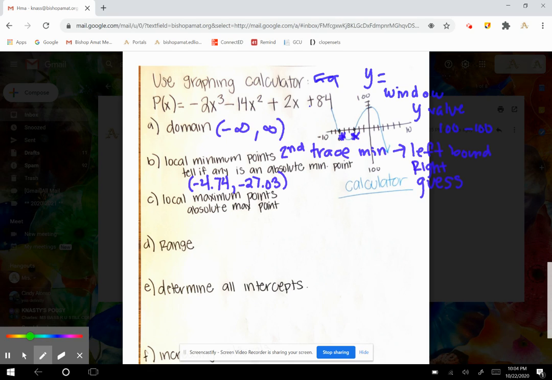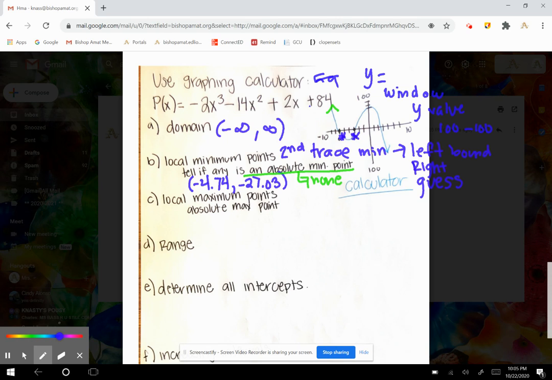Okay, it says tell if any are an absolute minimum point. Well, there's no absolute minimum point. There's none. And why is there none? There's none because the domain and the range for this instance is negative infinity to positive infinity. Okay, so all of the values are taken care of. There's no absolute minimum. Remember, this only happens when you have an even graph.